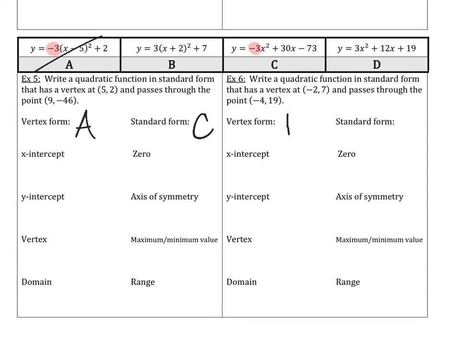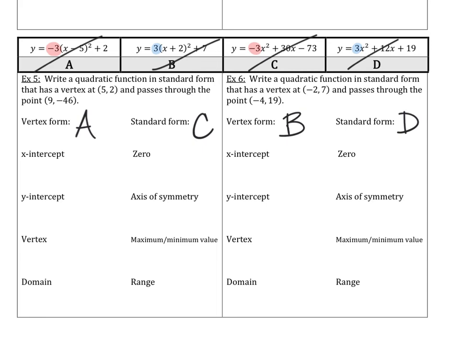What's the difference though? Which one is written in vertex form, B or D? B. B is written in vertex form. The one with the one set of parentheses is vertex form. Plus, look, these A values match, so we know these have to go together because it's the same A value. All right, after this, it's just a vocabulary review.